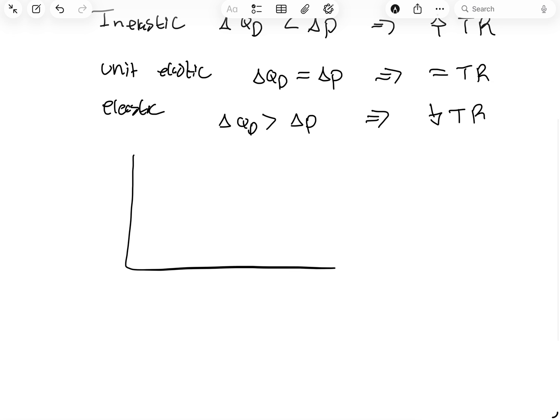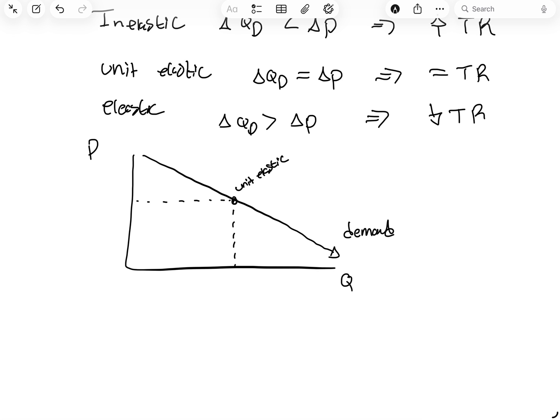In this graph, this right here is your traditional demand curve. This is your quantity, this is your price. Right here, where your price and quantity are equal, is where we explore unit elastic demand. To the left of this, we will end up with elastic demand. And to the right of this, we'll end up with inelastic demand. So that's this portion right here.